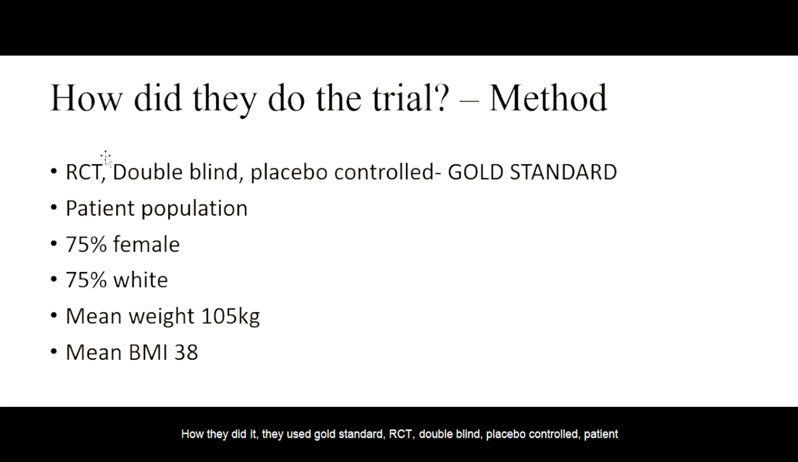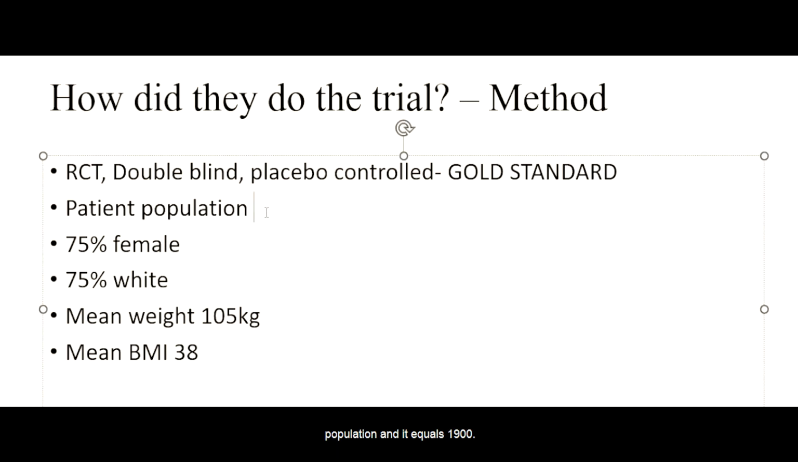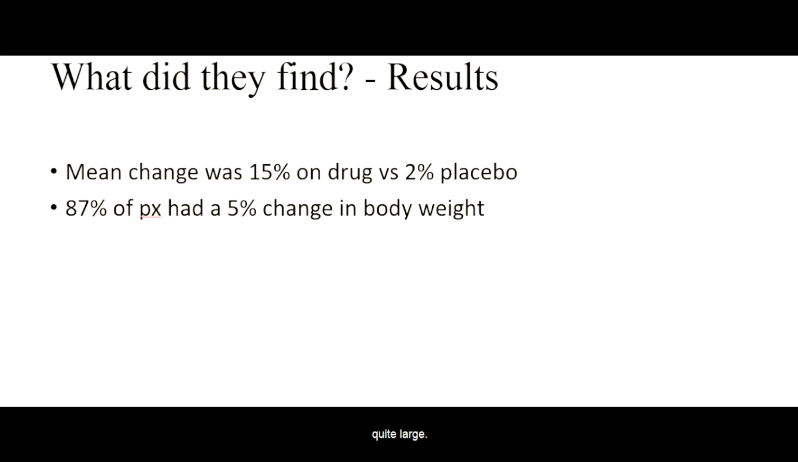How they did it, they used gold standard, RCT, double-blind, placebo-controlled, patient population, n equals 1900, so it's quite a lot of patients, although majority were female and white. Mean weight 105 kilos, quite large. What did they find? Yeah, pretty impressive. The mean change in weight was 15% versus 2%, and 87% of patients achieved at least a 5% change.